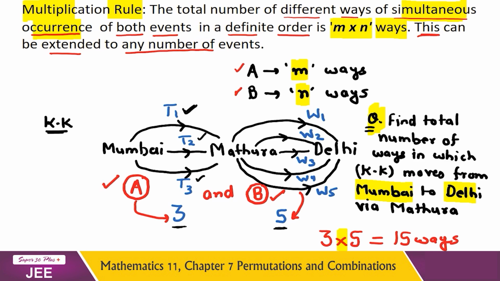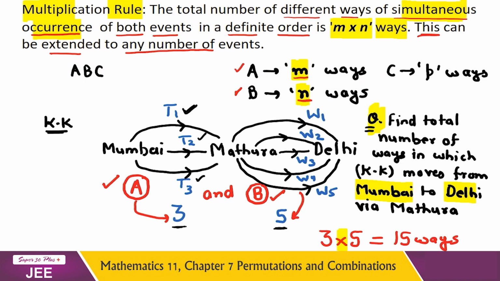What is the meaning of this sentence? The meaning of this sentence is that if I have an event A that can happen in m different ways, event B that can happen in n different ways, and suppose we have now event C that can happen in p different ways. So the total number of different ways in which A, B and C occur simultaneously. Now please make a note that I am saying A, B and C occur simultaneously.